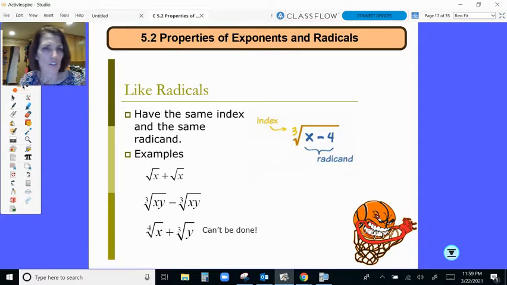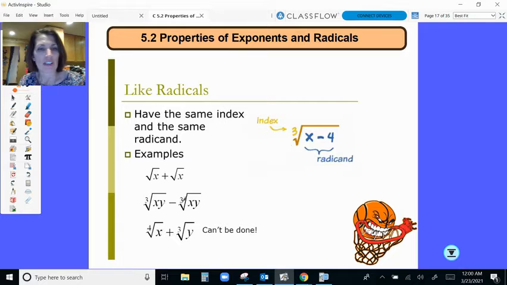Like radicals have the same index number, the same index. So if it's cube roots, fourth roots, fifth roots, they have to have the same roots, okay? And then they have to have the same radicand. So whatever's under the radical has to be exactly the same, okay? Here are some examples. I could add this square root of x, because they're both root of 2, and they both have the same radicand.